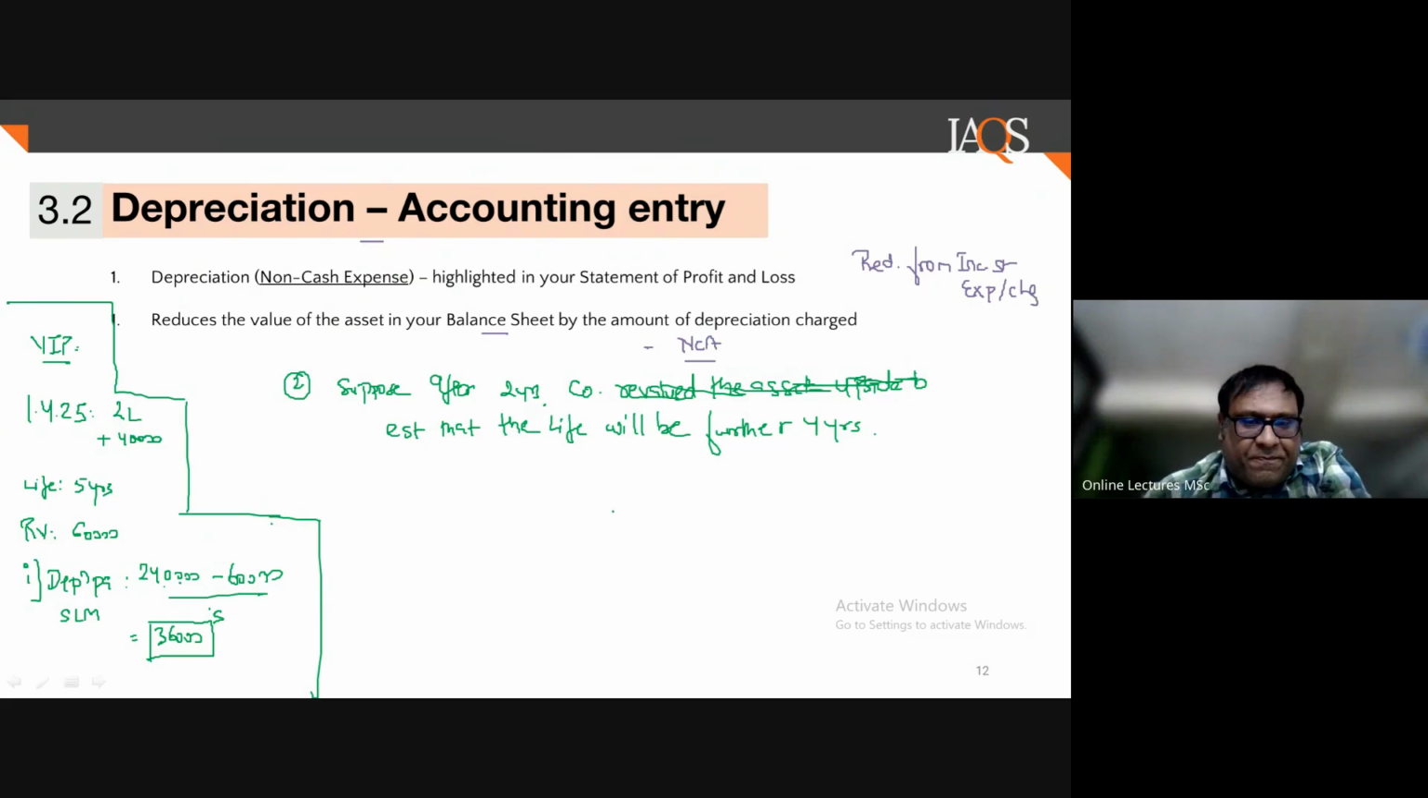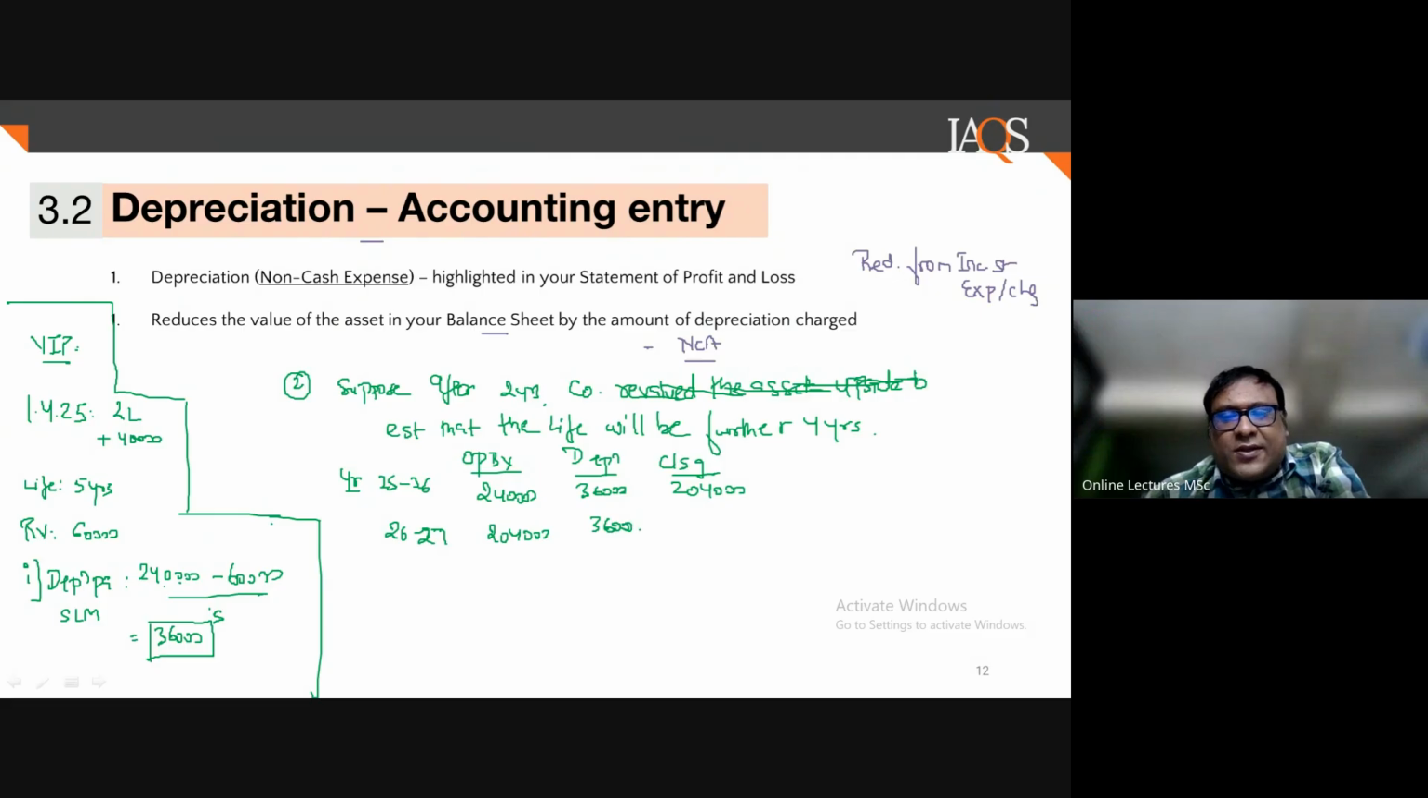What happens? In year 1, 25-26, the opening book value was 2,40,000. You charge depreciation of 36 and get a closing book value of 204. Then in the year 26-27, this is 204, another 36. Help me with 204 minus 36. It is 168.